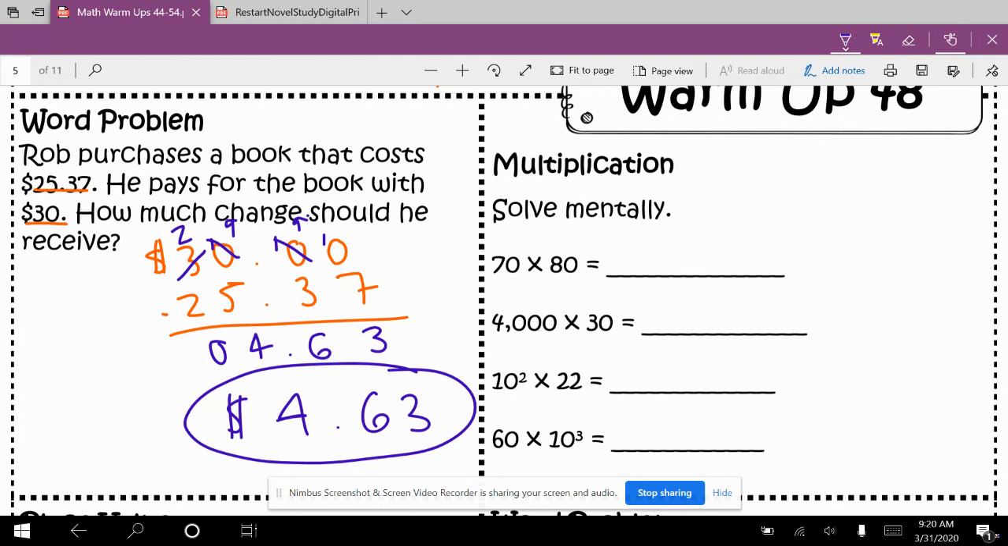All right, solve mentally. I'm going to do something a little weird here. I'm going to ignore the zeros for now, and go back in and see how many zeros we need for each one. I'm going to start with 7 times 8 is 56. 4 times 3 is 12. 1 times 22 is 22. And 6 times 1 is 6.